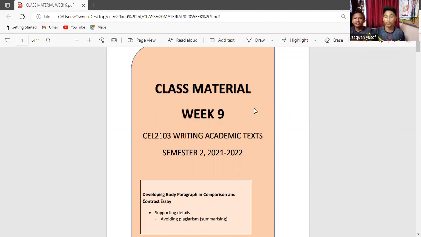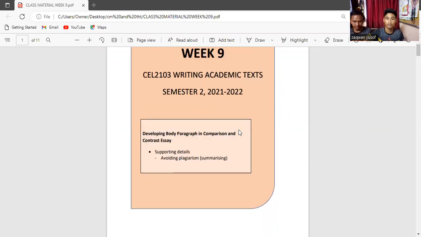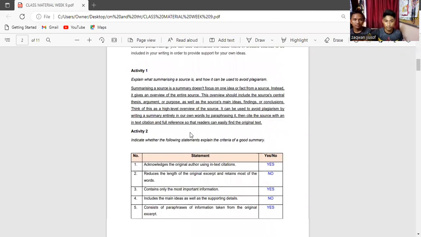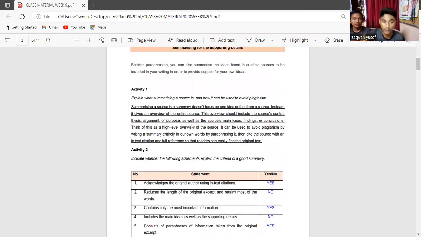Okay, today we are going to discuss class material week 9, CELL 2103, Writing Academic Text. Okay, activity 1. Explain what summarizing a course is and how it can be used to avoid plagiarism.